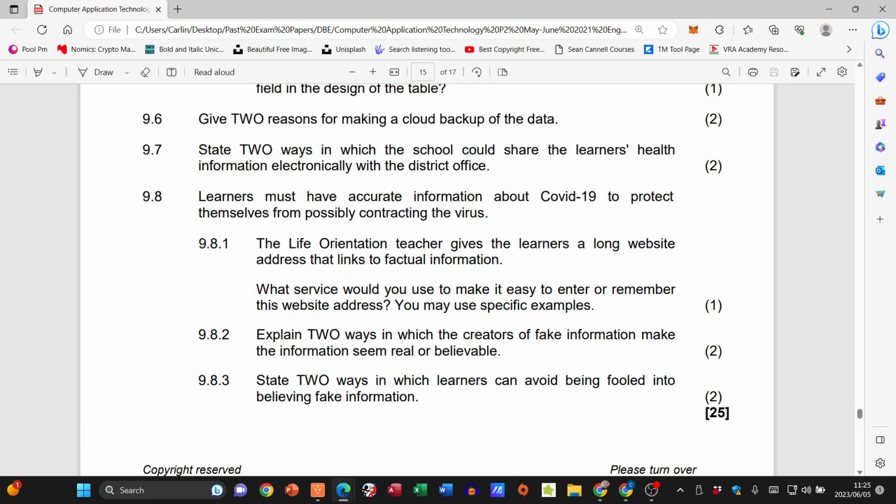9.8.2: explain 2 ways in which the creators of fake information make the information seem real or believable. Well, how are they able to do that? Well, we can cite experts incorrectly. Or they can pretend the information comes from a reliable author. Many of us don't check these things. The information, when it's presented to you, can be done so in a very professional and technical manner that seems on the surface as if it's reliable.